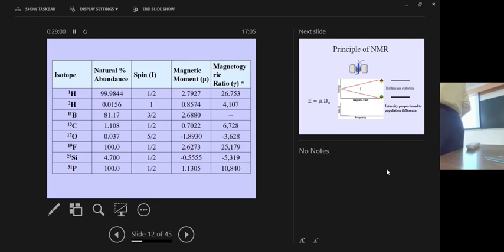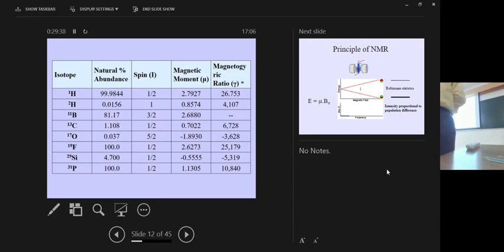Nitrogen 15 is 0.37%. I think, yes, the other one is 5 by 2. That's different. So 0.37% is nitrogen 15. Fluorine 19 is 100%. Fluorine is also quite a useful thing. In many of these diseases and drugs, fluorine is being used nowadays. This is also used mostly for material science. Phosphorus is 100%, and this is spin half.